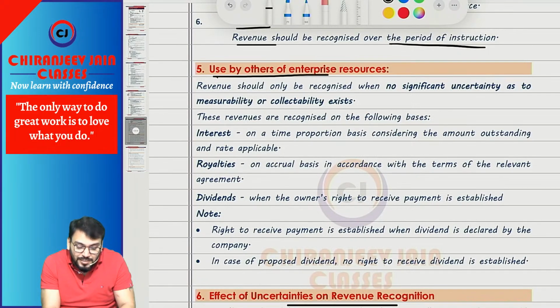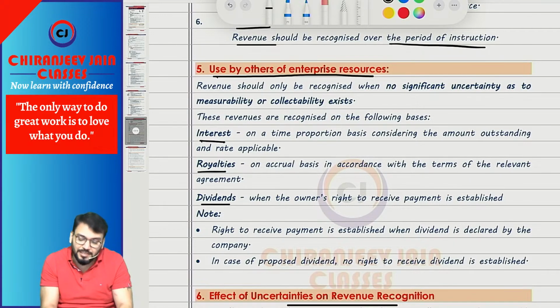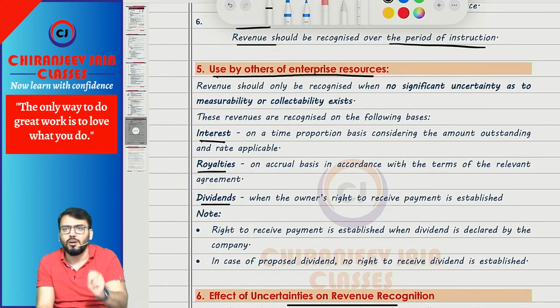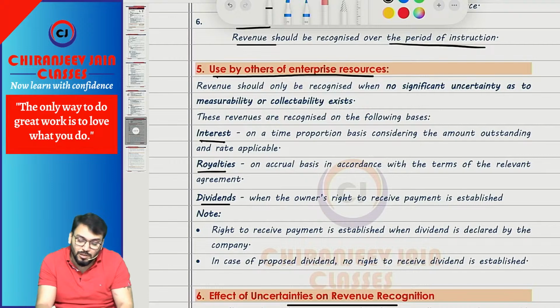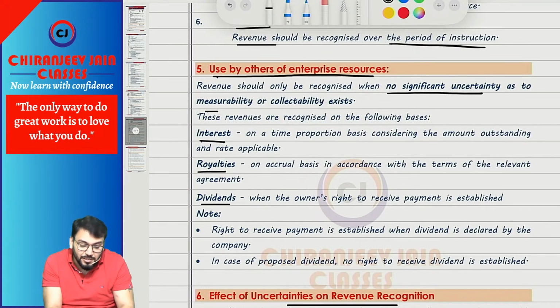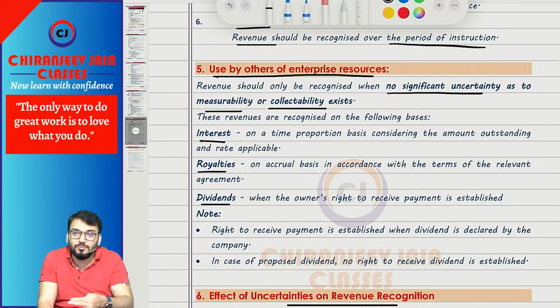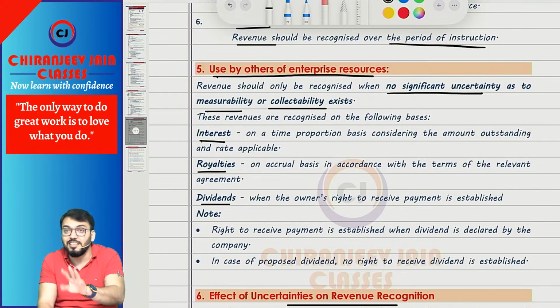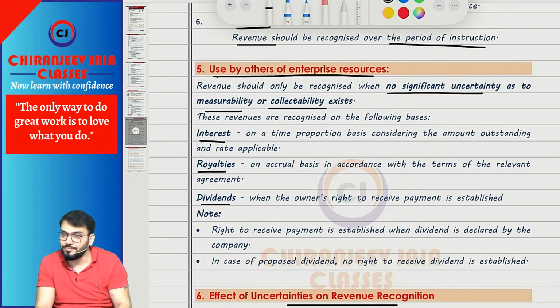Then use by others of enterprise resources yielding interest, royalty or dividend income. Once again, two conditions are common: no significant uncertainty as to measurability or collectability. The second condition was for measurement of the amount of consideration, and the third condition was for collection. So there is no significant uncertainty regarding measurement or collection.